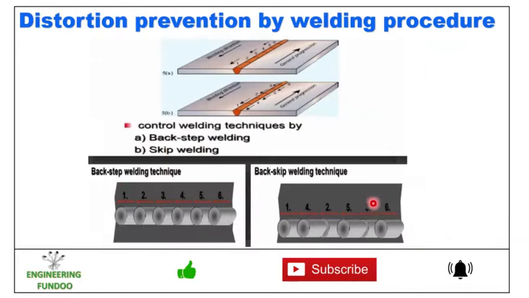Friends, then we have distortion prevention by welding procedures, and you can see here, as we discussed earlier, backstep welding and skip welding. In the backstep technique we have discussed that we can go along and come back along the length. Back skip welding means you can see here we can skip one step, 1, 2, 3, and then we can have 4 in between 1 and 2, and 5 in between 2 and 3, and 6. As we skip one step and come back, that is called back skip welding technique.